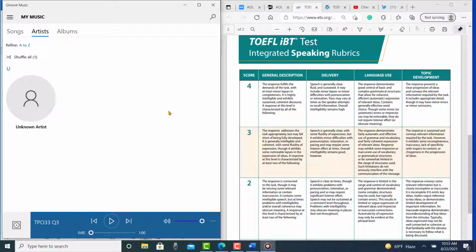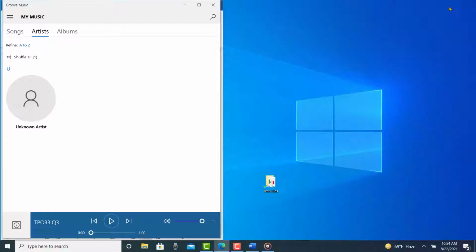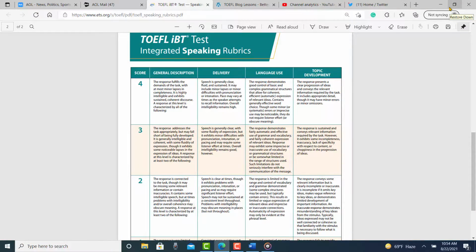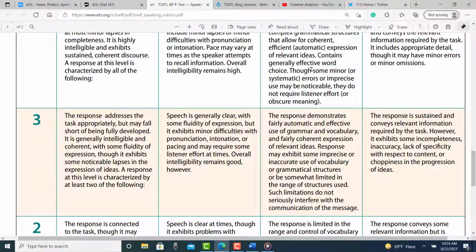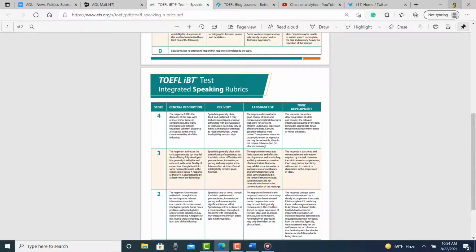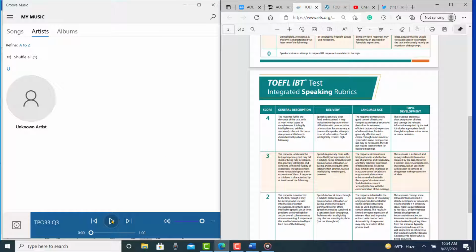Okay, so I think on this one, if I look over at the rubrics here, let's see what we have. I think your delivery is in the 3 range. Speech is generally clear with some fluidity of expression, but it exhibits some minor difficulties. Your tone's pretty good, but you still have some pronunciation problems, maybe some minor pacing issues. Right? So that's kind of where we're at right now. Let's listen to it one more time and I'll give you some more specific feedback.